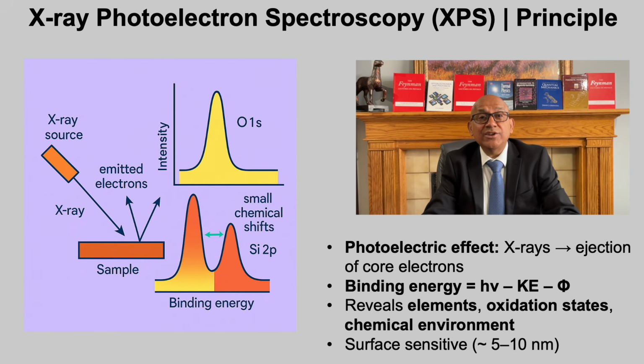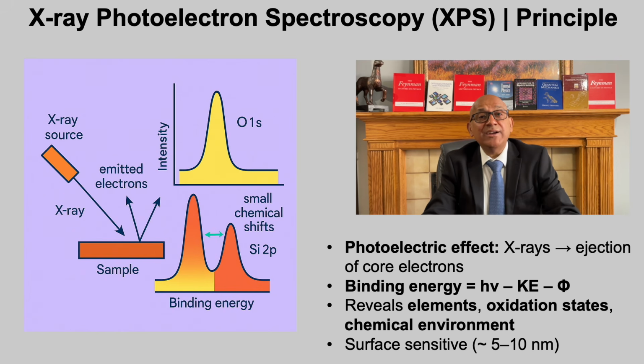The kinetic energy of these emitted electrons is measured, and from that we calculate its binding energy using the relation: binding energy is equal to hν minus KE minus φ.